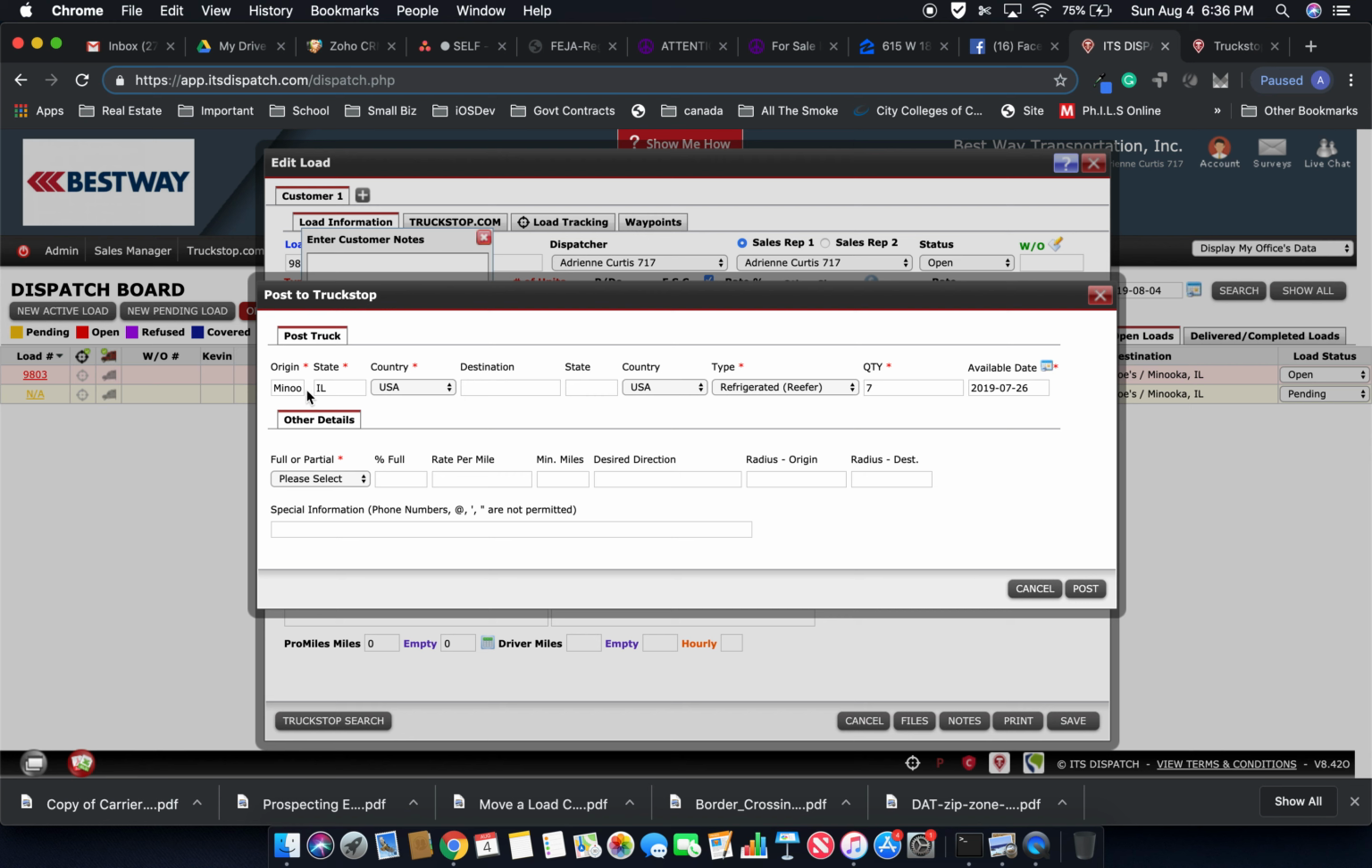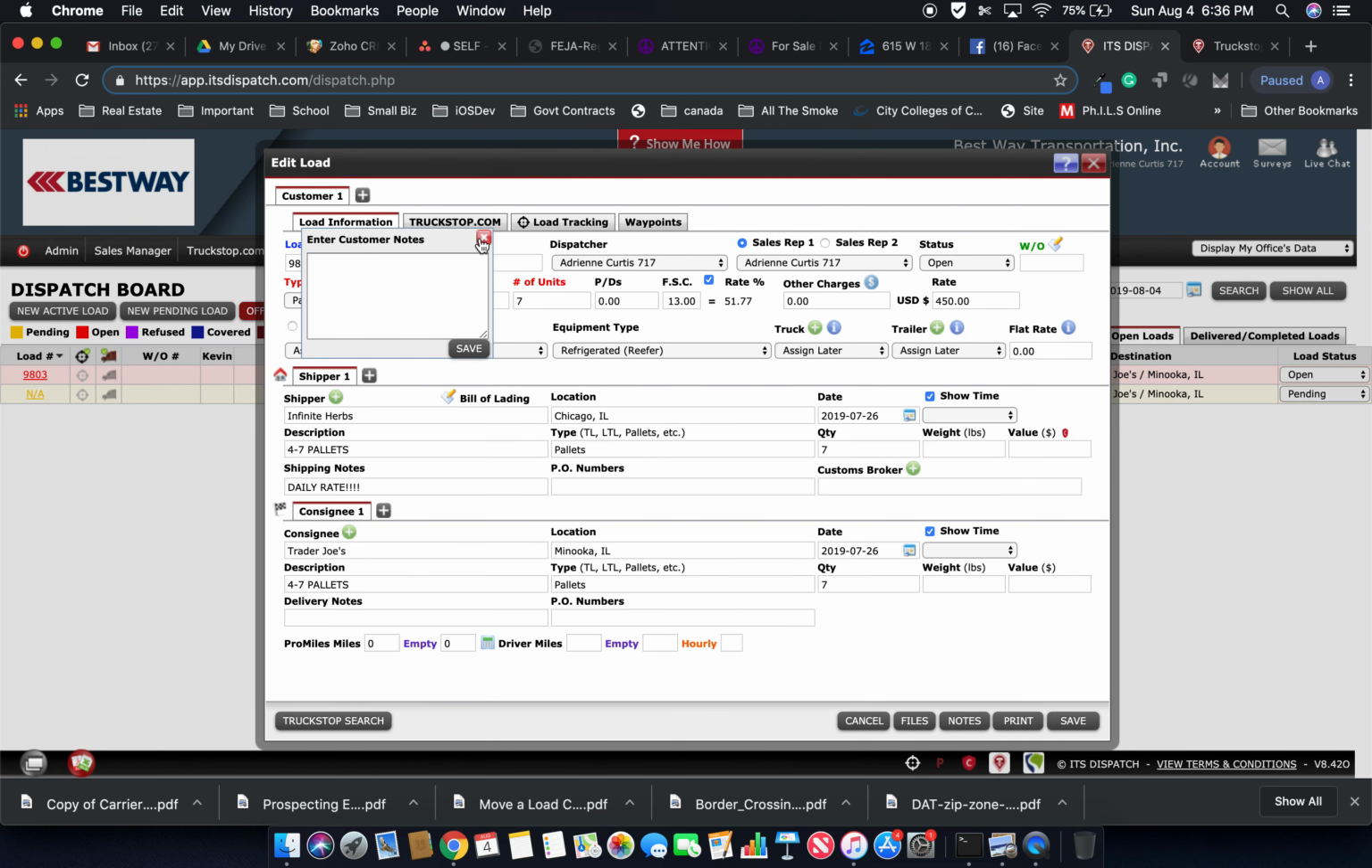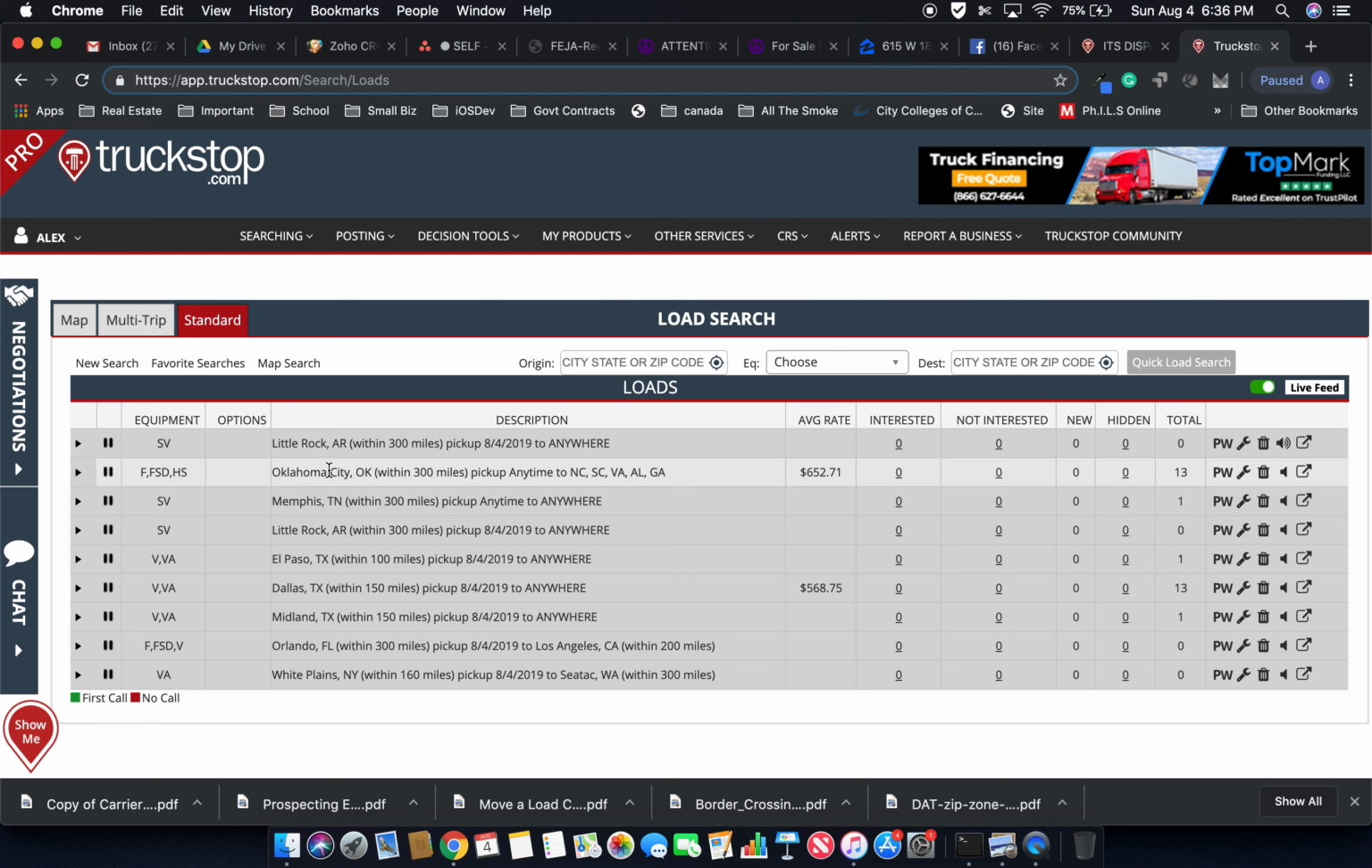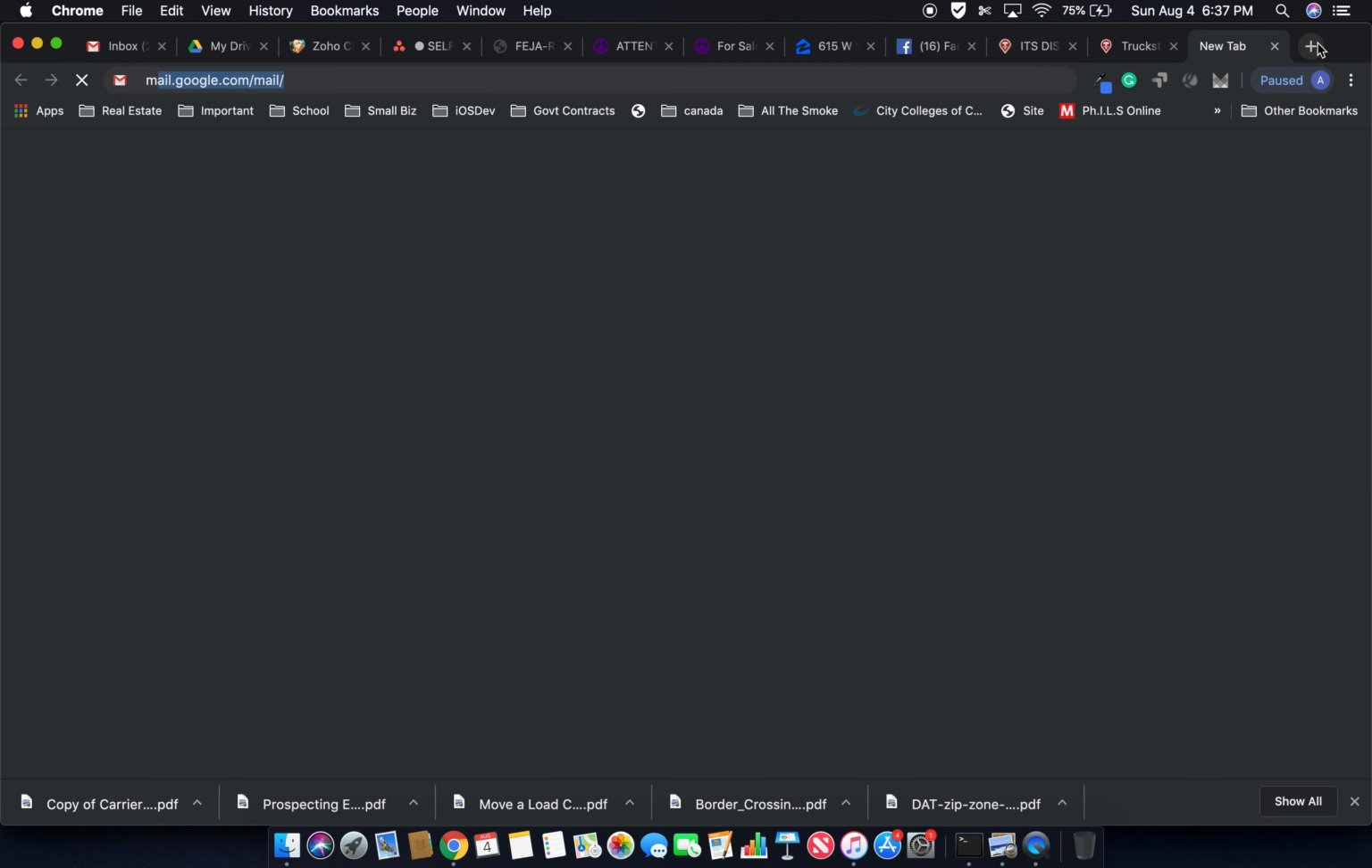What you could do in this window is you could also post a truck if you would like to, or you could post a load and say, I need XYZ refrigerated reefer, 7 pallets, full load, rate per mile, desired direction, origin and radius, and there you go. The best way to figure out what your rate will be is to figure out how many miles your truck is going to be going. Because if your truck is going from Manuka to Chicago, and if you want to do maps, let's do maps.